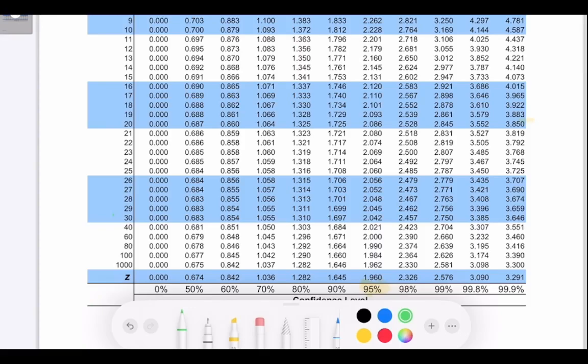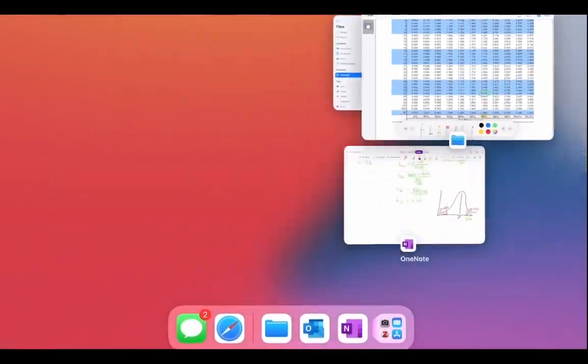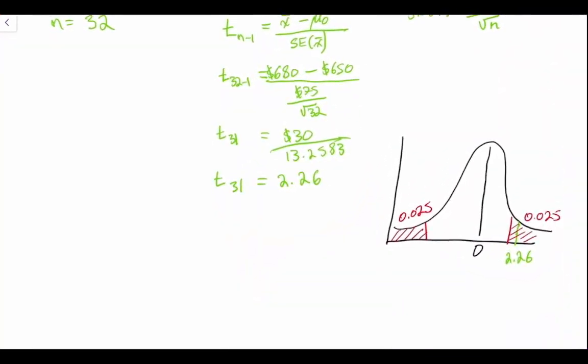Well, we don't see 31 degrees of freedom. And again, we can always interpolate to get that value, but usually we can just estimate. So T at 30 degrees of freedom is 2.042. So 2.042 is that critical value right there.